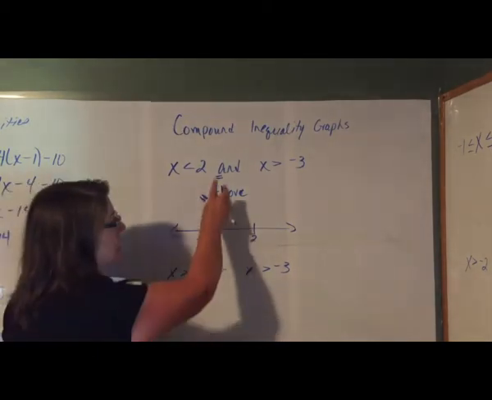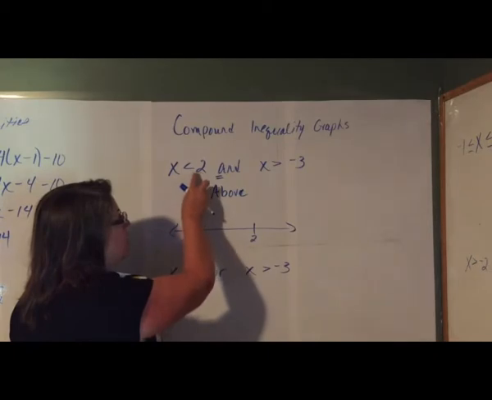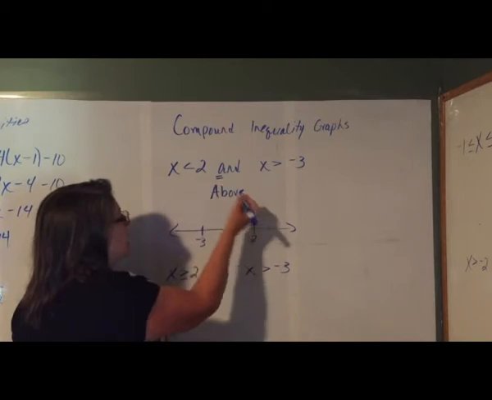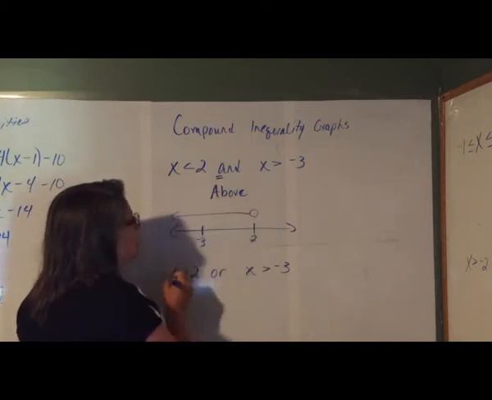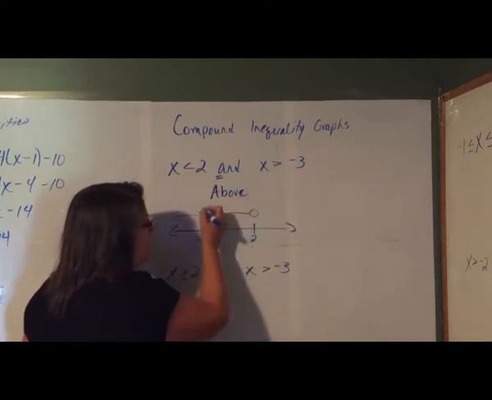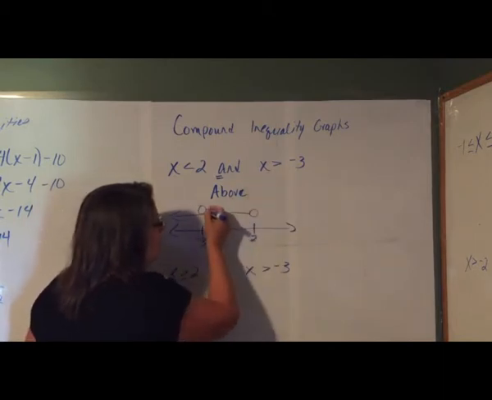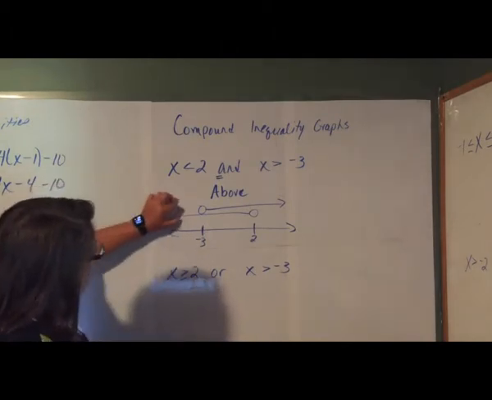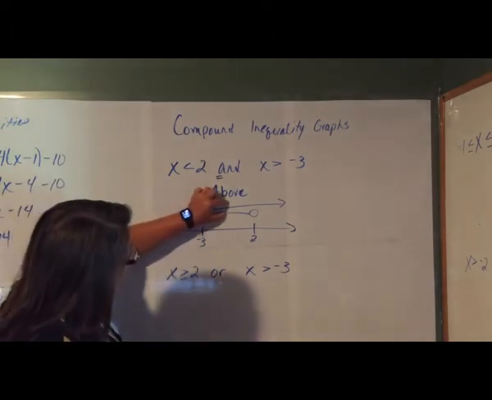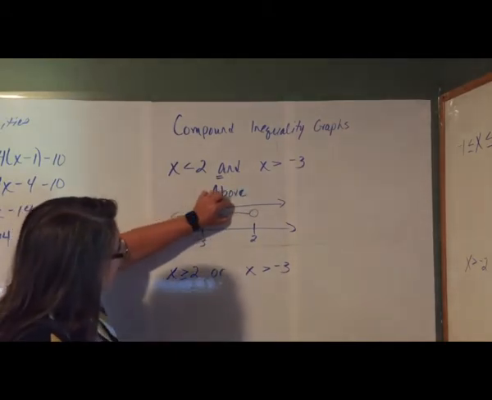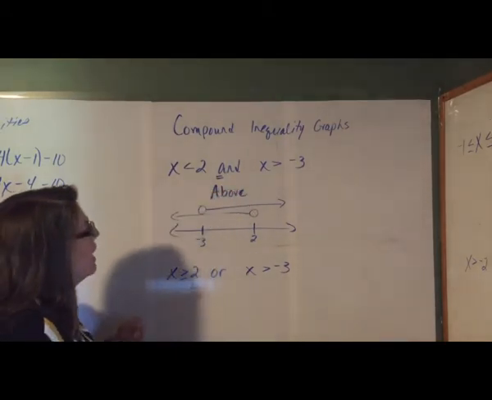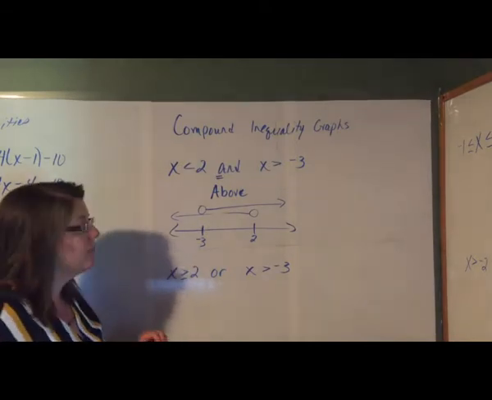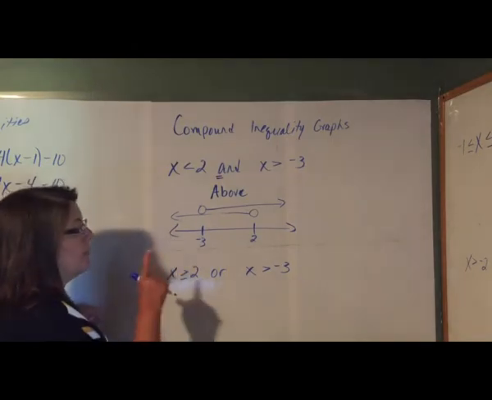So remember, it's an "and," so I'm going to graph above the number line. At 2, it will be an open circle, and it's shaded to the left. And then at negative 3, it's open, and it's shaded to the right. So if you look at this graph, you can see that the overlap doesn't start until we get right here. We've got 2 graphs here. That's where my overlap will begin. So when I graph an "and" inequality, I'm only allowed to graph where they overlap on my final answer.